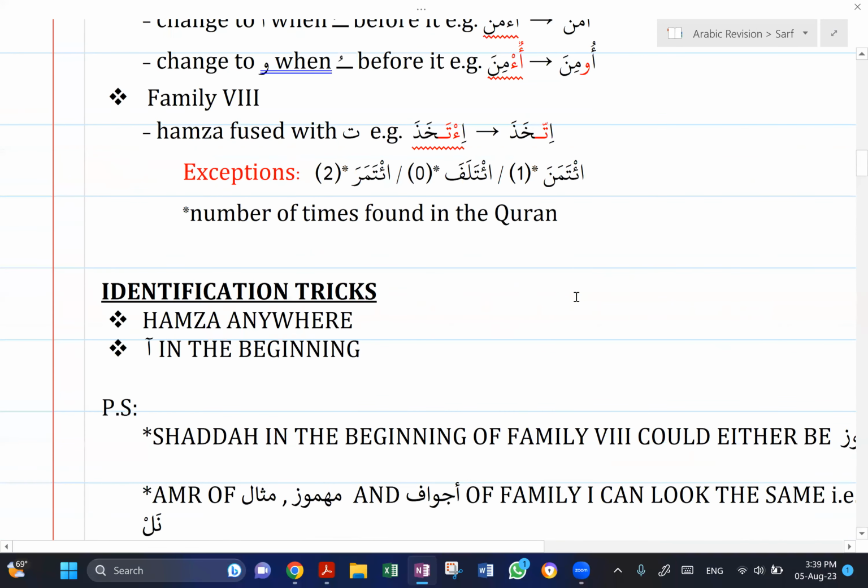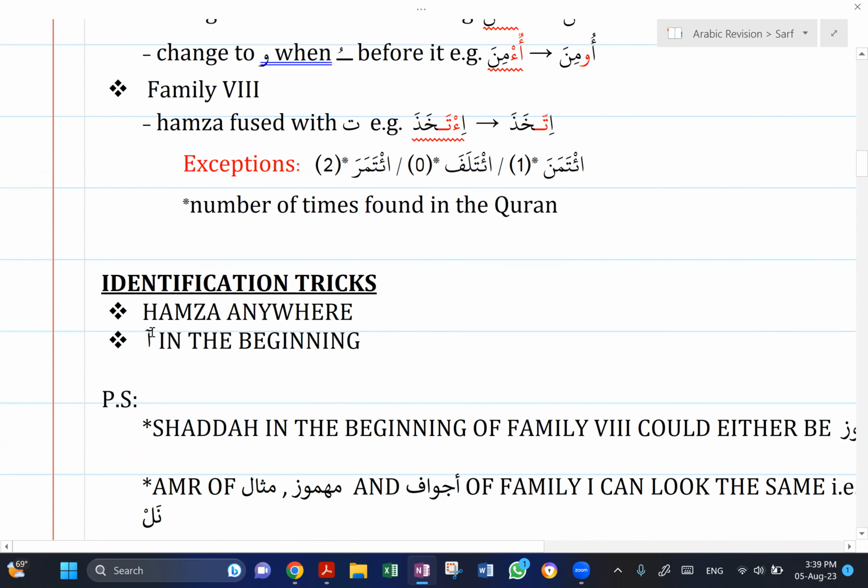So basically we said how to identify Mahmooz is if you see Hamza anywhere. You see Hamza in the beginning, you see Hamza in the middle, you see Hamza at the end, that's going to be a Mahmooz situation. And what you're going to try to do is avoid hiccups. So how are you going to do this?